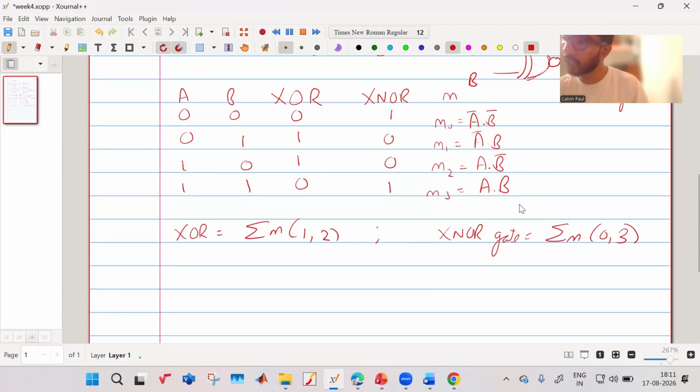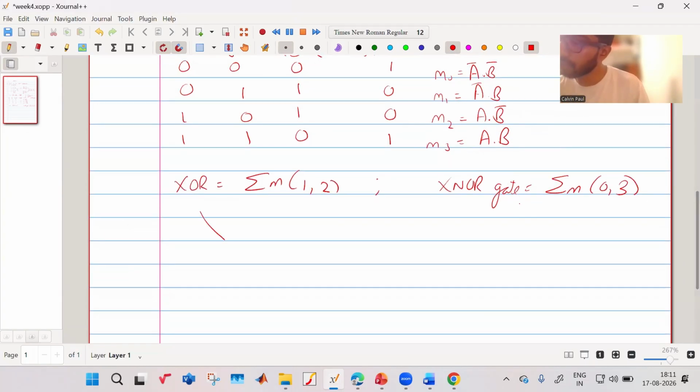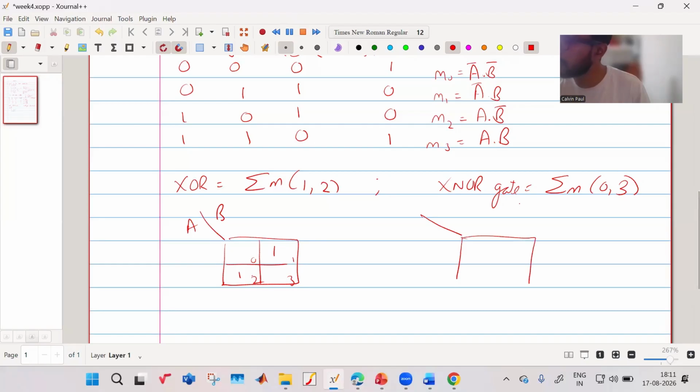Now, drawing the K-map of this is very simple. For the XOR gate, let us say this is your A and this is your B, with cells 0, 1, 2, 3. So here you have a 1, here you have a 1. For the XNOR gate, how does it become?